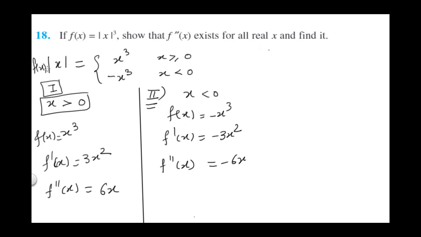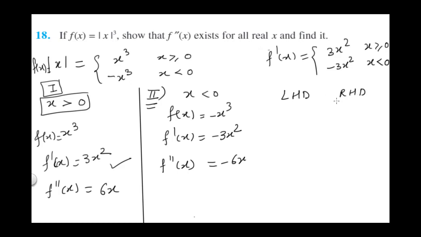I am writing it as f of x. What about f dash x? The f dash values are 3x square and minus 3x square. 3x square came when x is greater than or equal to 0, and minus 3x square when x is less than 0. Clear? So now we will find the differentiability by calculating LHD, RHD of the function.